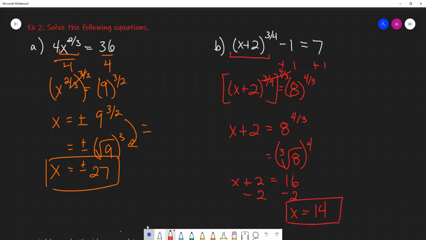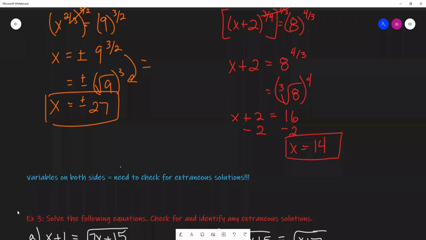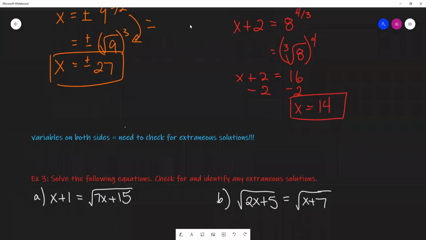All right. So now the last thing for this section, not a terribly long section actually, is that when we have variables on both sides, that means we need to check for extraneous solutions. Now, why is that the case? Let's look at A. x plus 1 is equal to the square root of 7x plus 15.